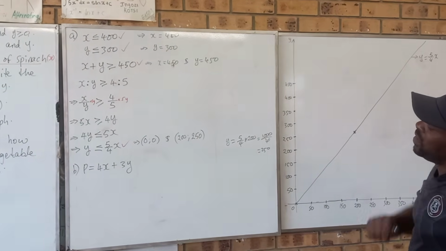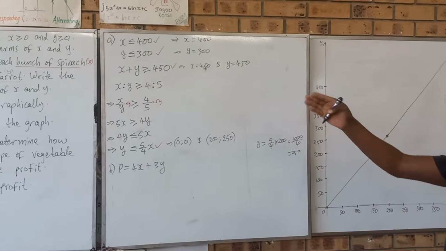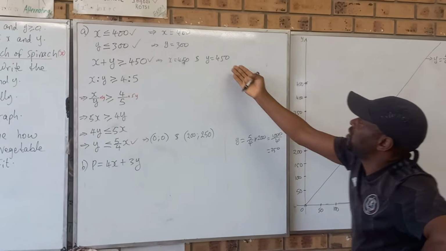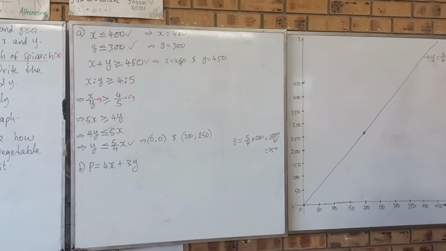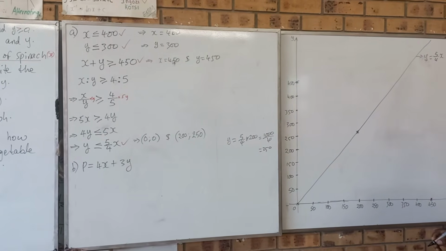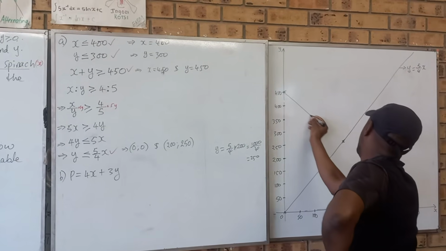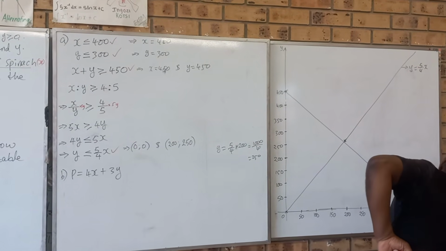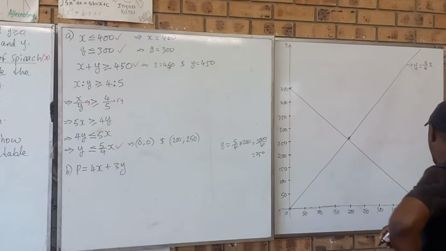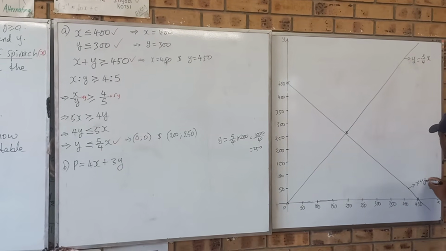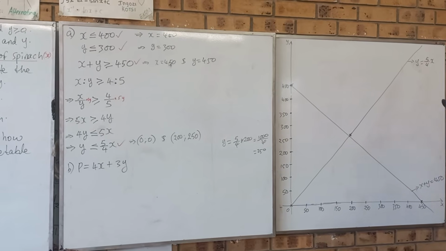Then I can go to the easier ones. x plus y equal to 450. I'll look for 450 on the y, just as I explained there, and 450 on the x. Then I'll use my ruler to link the two. So that is what I get. Then I label it x plus y equal to 450.